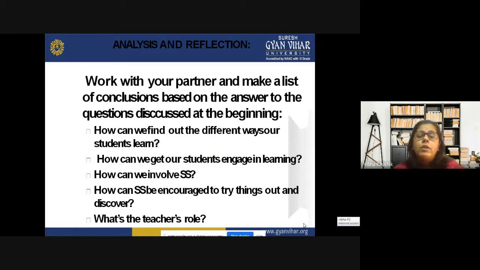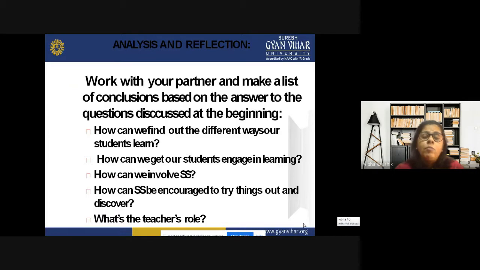Work with your partner and make a list of conclusions based on the answers to the questions discussed in the beginning. How can we find out the different ways our students learn? What different methods or teaching strategies can be employed by teachers so that their learners learn in different ways? How can we get our students engaged in learning? Or how can we make our students engage in the learning process?